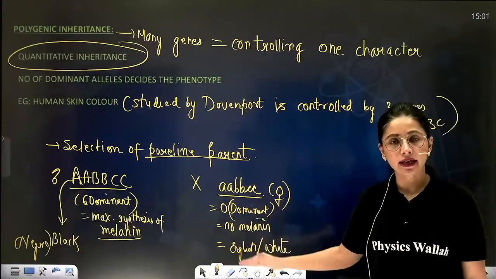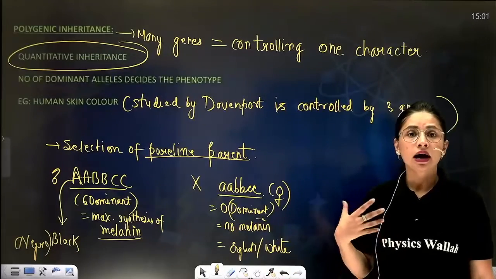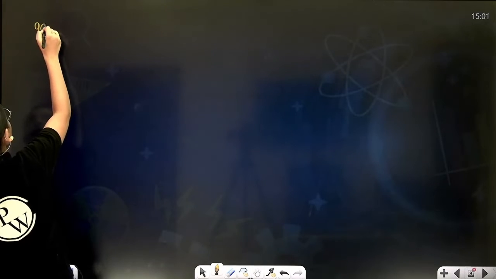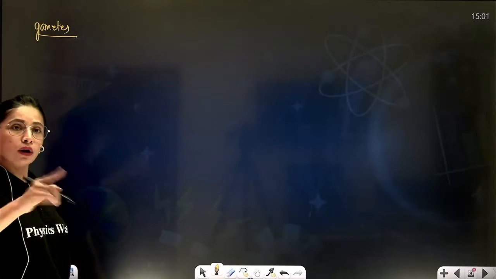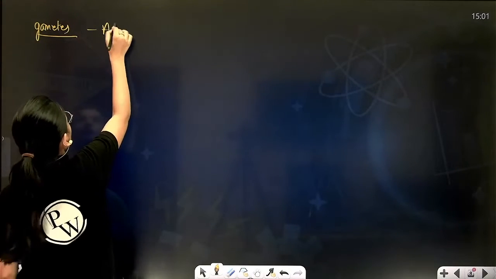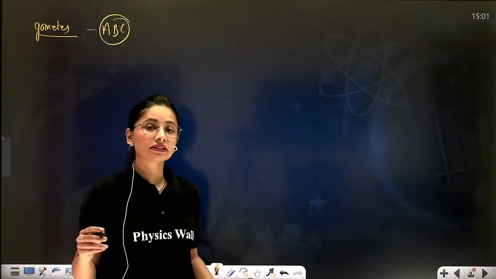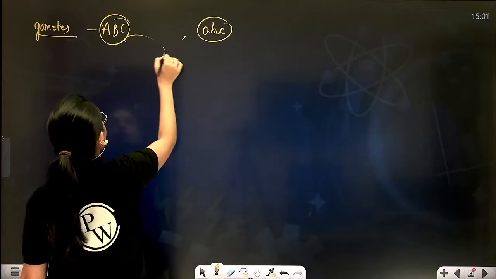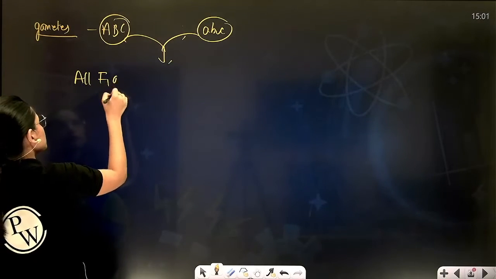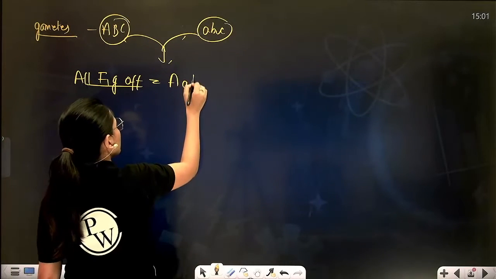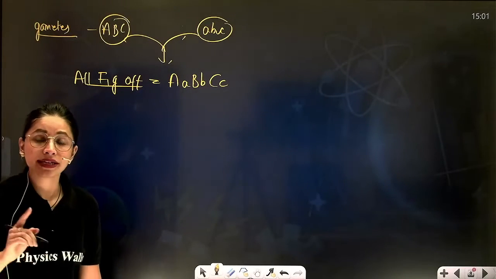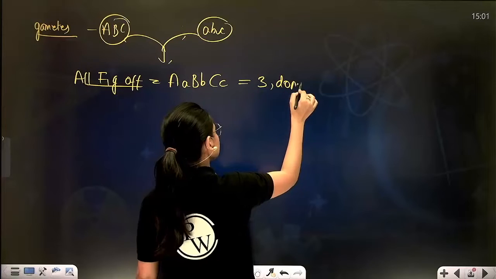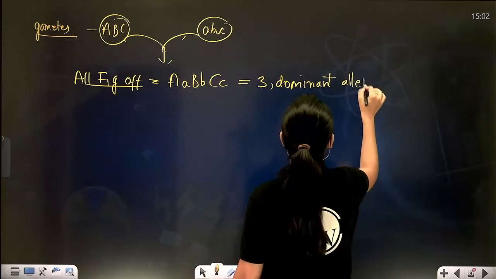Now, if an African man and an English woman marry, what is the highest chance for their offspring to have which type of genotype? Obviously, the male is homozygous dominant for all 3 genes, so only one type of gamete is produced. The female is homozygous recessive for all 3 genes, so the gamete produced will be 1, small a, small b, small c. If these gametes fertilize, beta, then all F1 offspring will be heterozygous for all 3 genes. That means how many dominant alleles? 1, 2, 3. So there will be 3 dominant alleles.